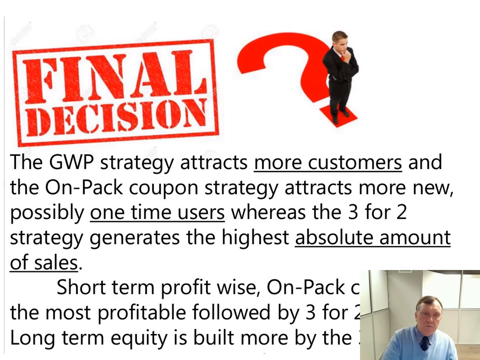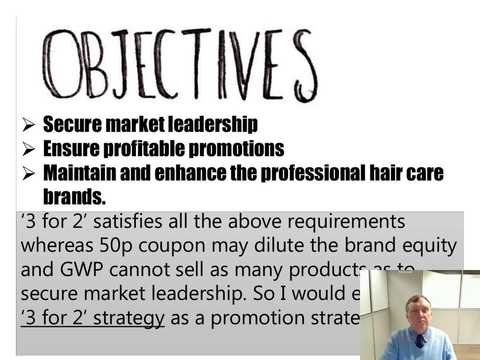Final decision. So the gift with a product attracts more customers, and the on-pack strategy attracts more new, possibly one-time users. In other words, they're not coming back again. Whereas the 3 for 2 generates the highest absolute amount of sales. So for short-term profits, on-pack coupons are the most profitable, followed by 3 for 2. But long-term equity is built more by the 3 for 2 strategies.